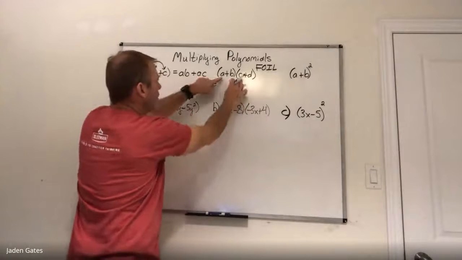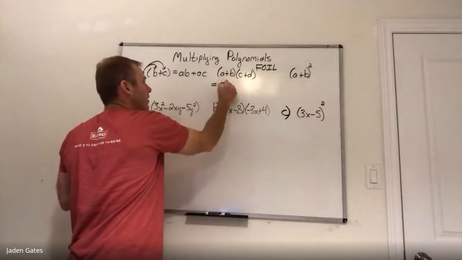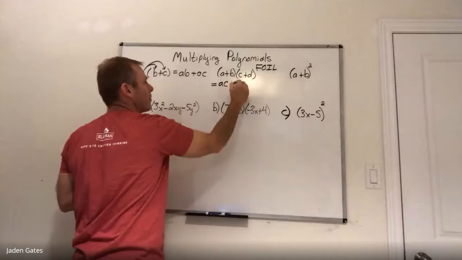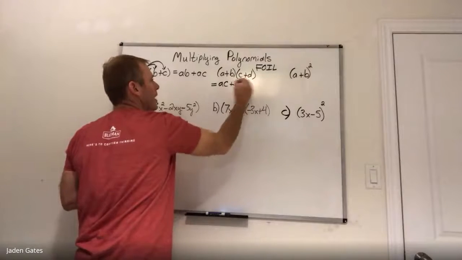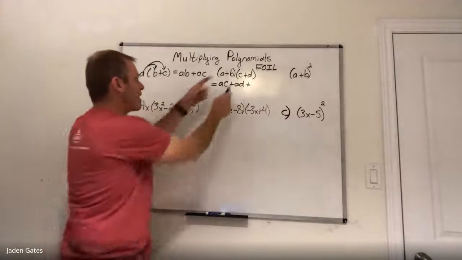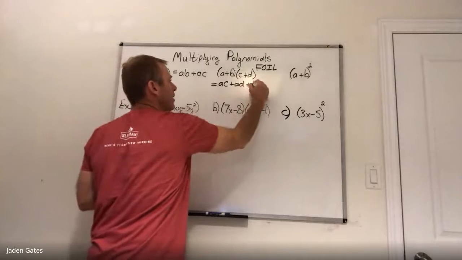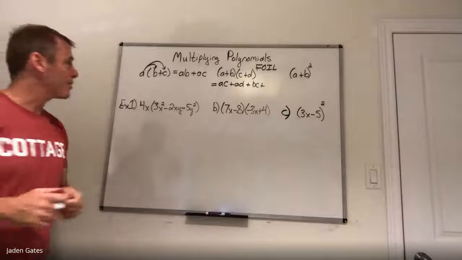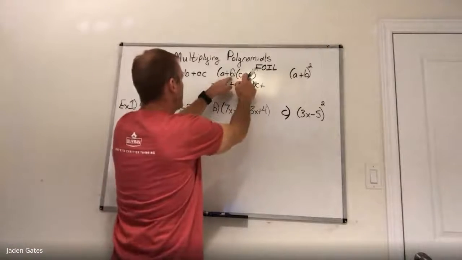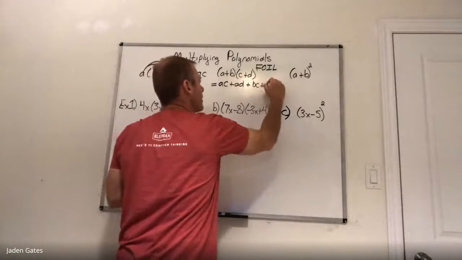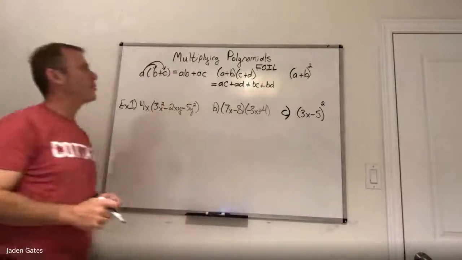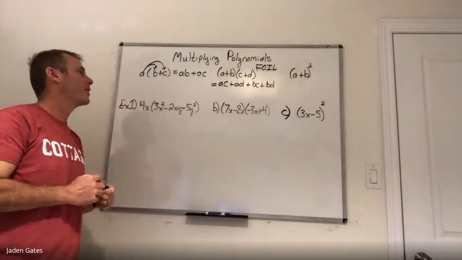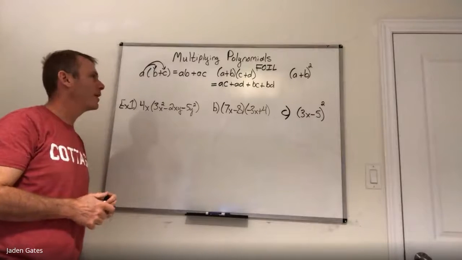So the first ones would be a times c. The outside ones would be a and d. You multiply them. The I would stand for the inside ones, which would be b and c. And then the L stands for the last ones, so the last one here and the last one here would be b times d. So again, FOIL is an acronym where every letter tells you which terms to multiply.